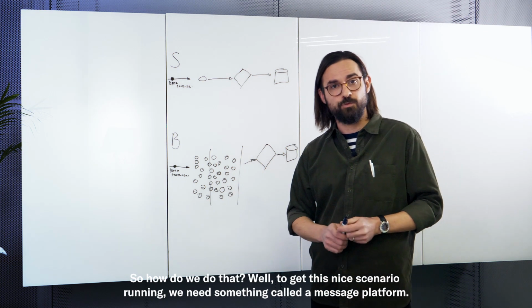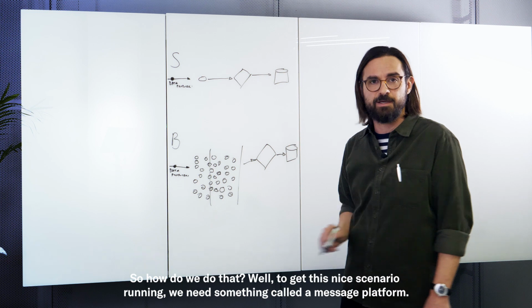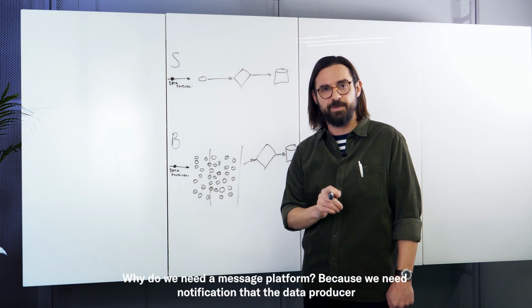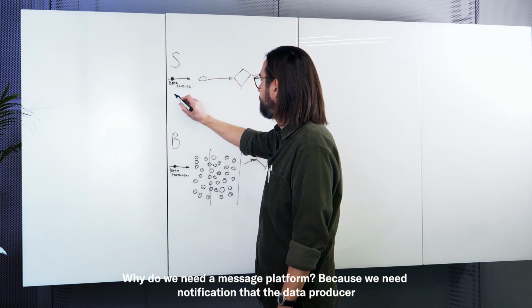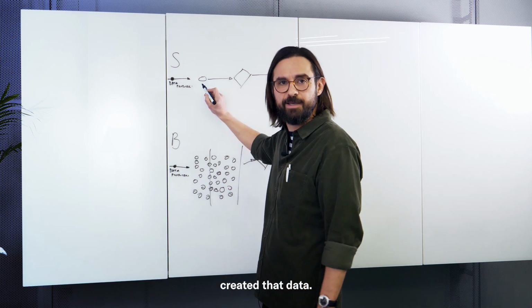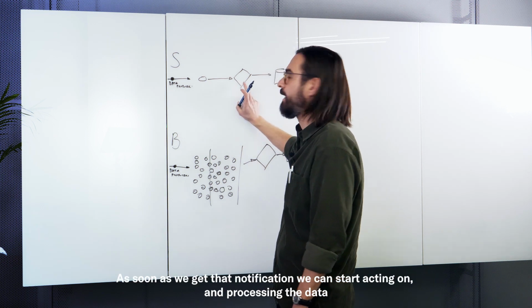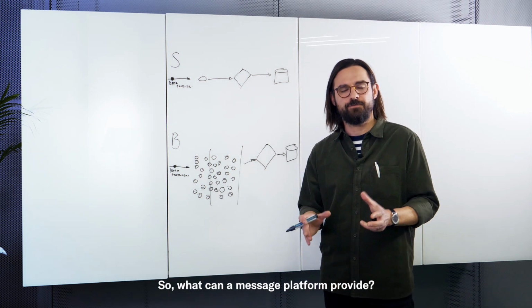So how do we do that? Well, to get this nice scenario running, we need something called a message platform. Why do we need the message platform? Because we need notification that the data producer created that data. As soon as we get that notification, we can start acting and processing on the data. So what can a message platform provide?